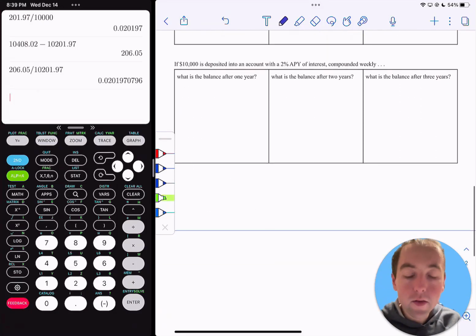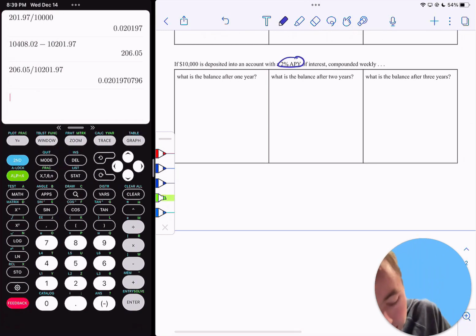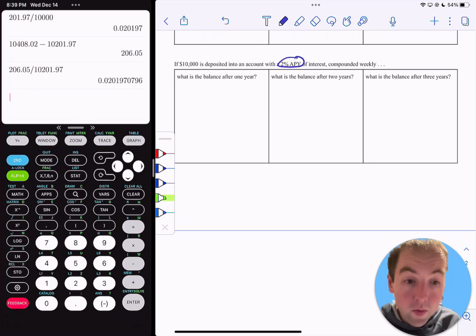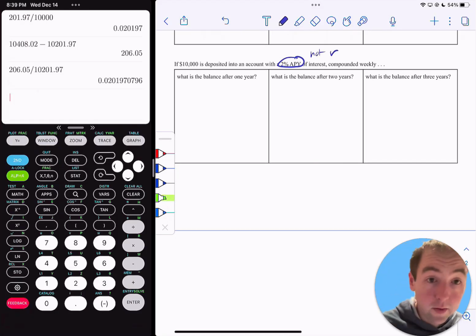All right, and then the last thing that I want to make sure that we address right here is: if $10,000 is deposited into an account and it has a 2% APY of interest, compounded weekly, what's the balance after 1 year? So this right here, if it's the APY, is the actual rate of growth, right? So this is not r. This is not the APR. This is not something that we can plug into a compound interest formula. It's just saying that it's actually growing 2% every year, right?